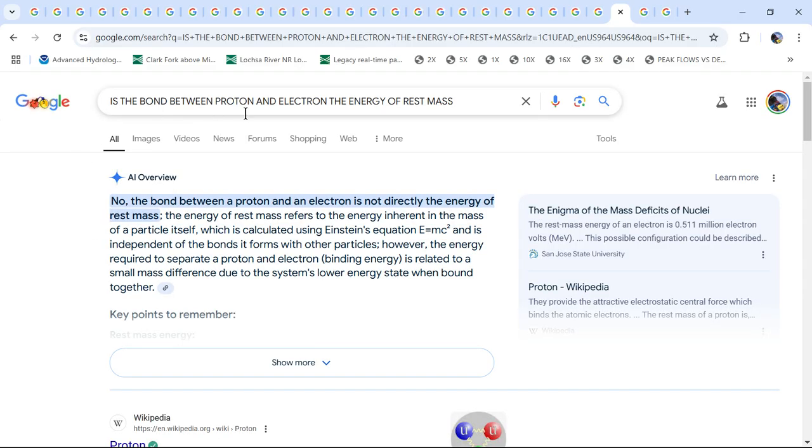Is the bond between proton and electron the energy of rest mass? This is kind of interesting, because I wanted to know what rest mass was. Because I confused myself just the other day. It's just like, well, is rest mass the energy that is required to bond protons and electrons? And no, the bond between a proton and electron is not directly the energy of rest mass. The E equals mc squared is due to the fact that the proton has mass, the electron has mass, the neutron has mass, but that's it. Just the fact that it has mass is equivalent to this amount of energy, E equals mc squared.